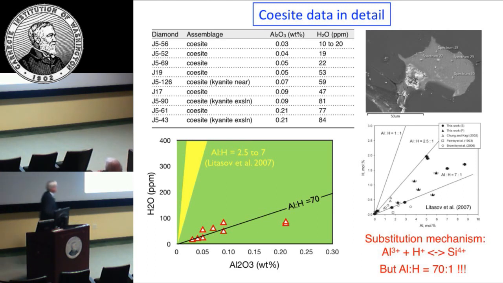What's interesting is, because of the electron microprobe quality here at Carnegie, we were able to get really good alumina concentrations, even at low concentrations, and it scales really well with water. So here's the alumina water right here, but it's way off what you would expect for the normal substitution mechanism. So this suggests that these coesites are completely different from the other minerals.